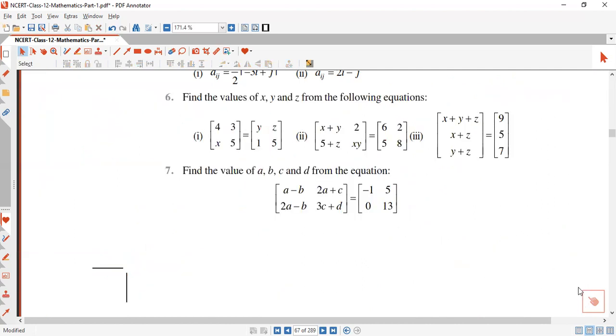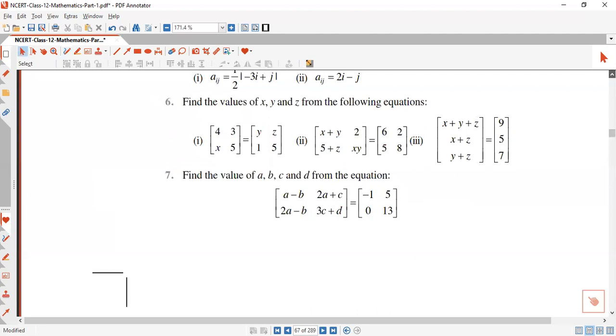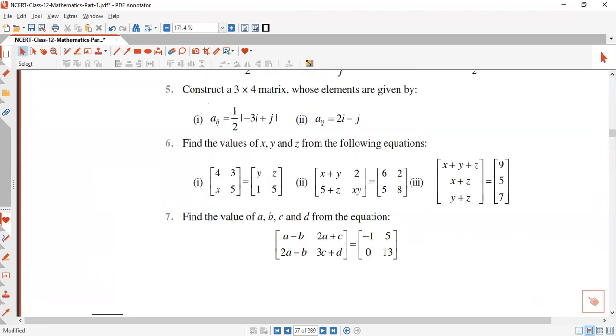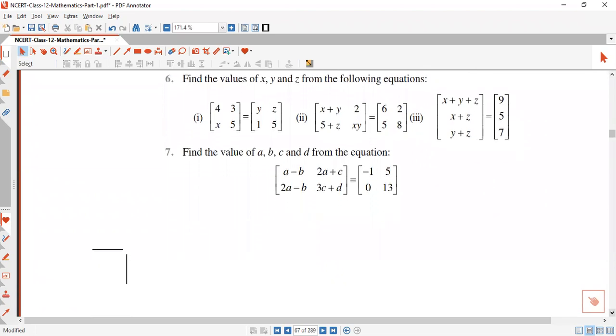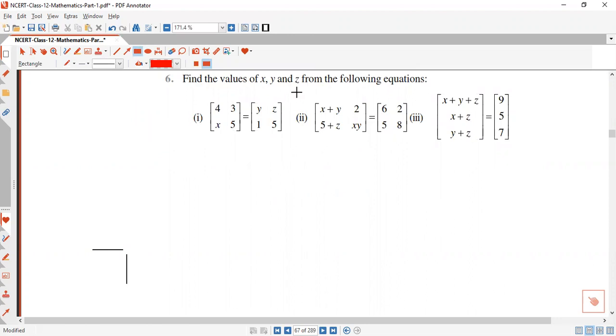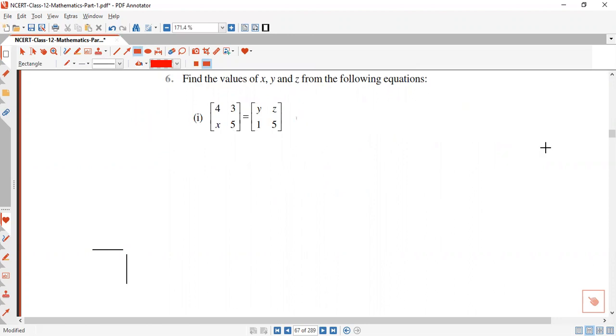Now, question number 5 we have already done. Now, question number 6: find the value of x, y, z from the following equations. I just want to find out the value of x and y and z. These two matrices are given.